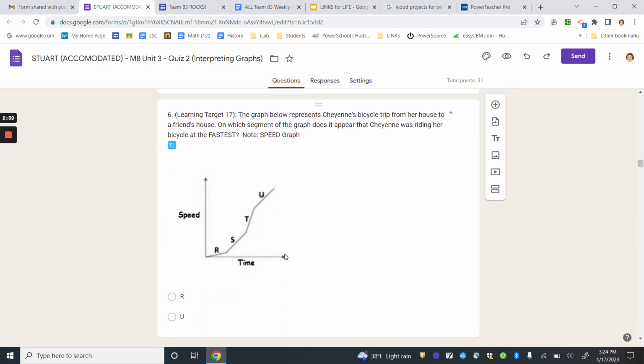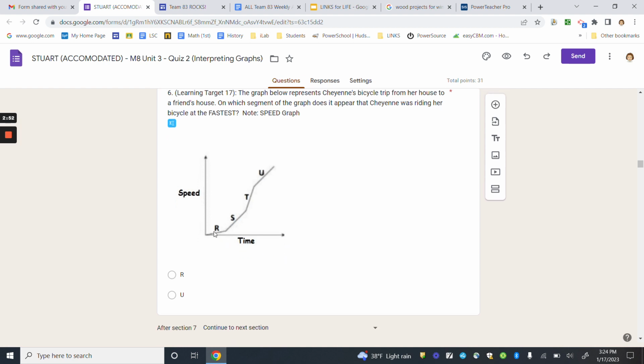Number 6, the graph below represents Cheyenne's bike trip from her house to a friend's house. On which segment of the graph does it appear that Cheyenne was riding her bike the fastest? Note, this is a speed graph. Is it section R or section U?